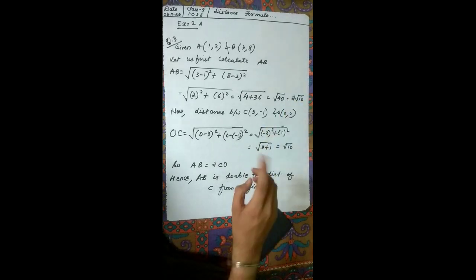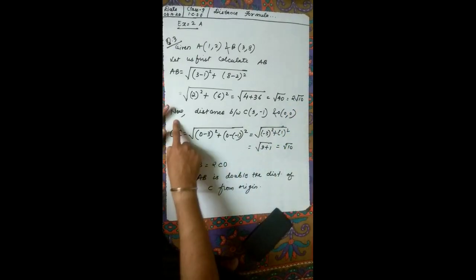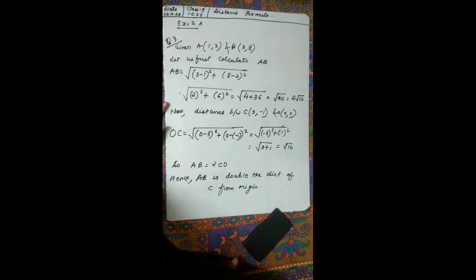40 can be solved as 2 root 10. Okay, 40 can be written as 4 into 10. 4 is taken out as 2 and root of 10. Now distance between the point C and origin, CO I'm taking, that is 0, 0, its coordinate will be 0, 0.